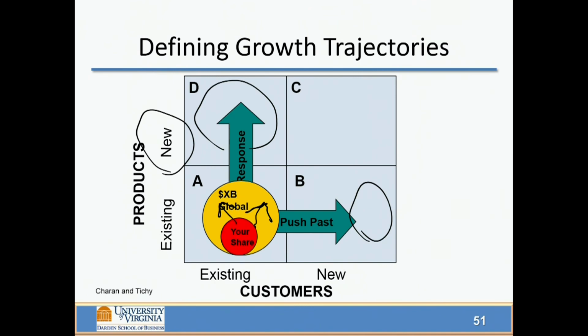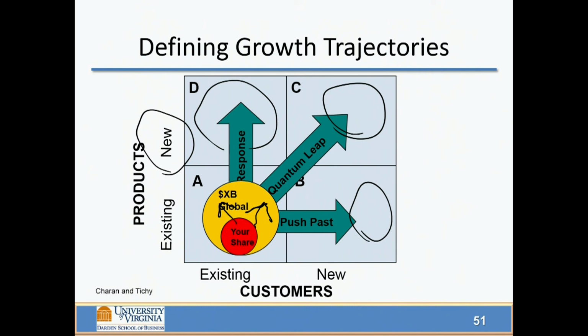And then the fourth way of growing would be to push into sector C. We could call that the quantum leap or the suicide strategy. Suicide because here we're dealing with products that we don't have, customers that we don't have, and it's a highly risky situation.